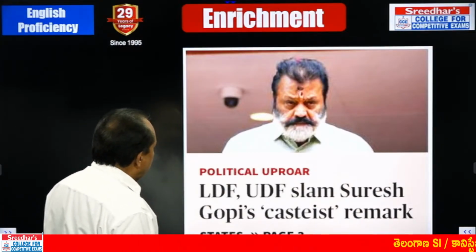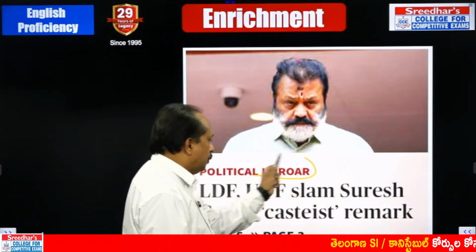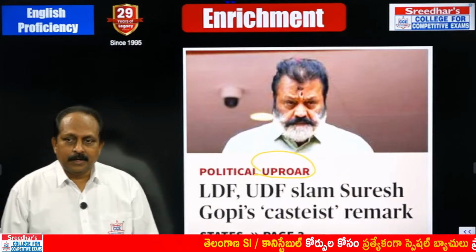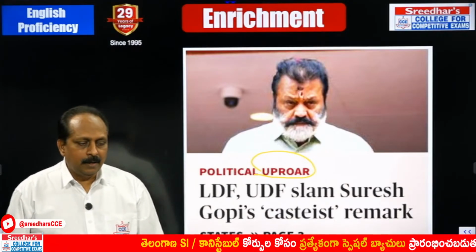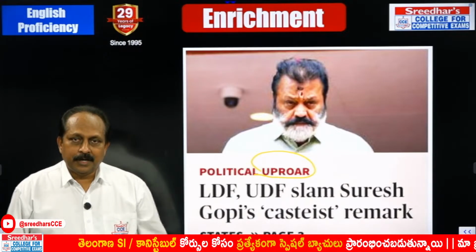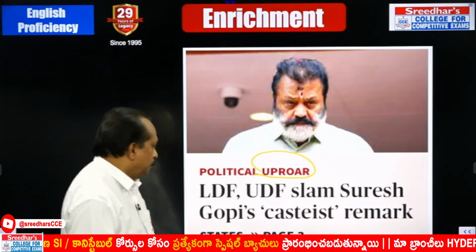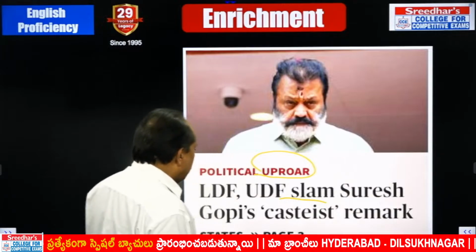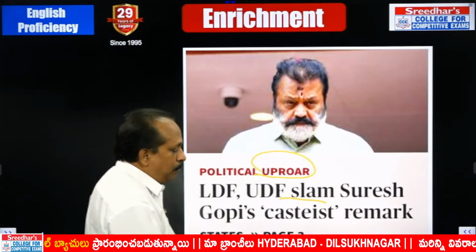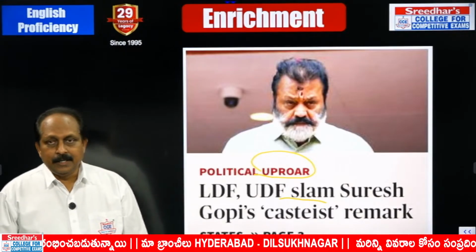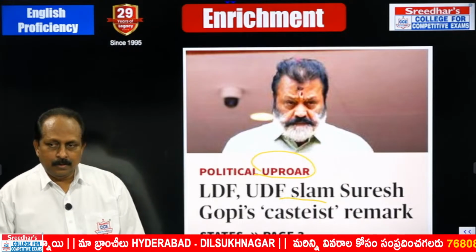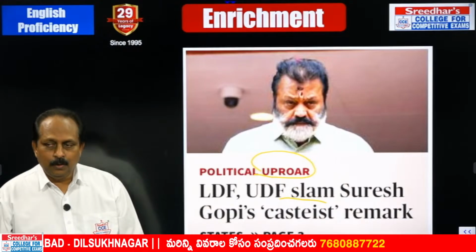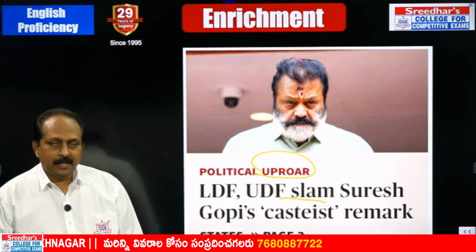Here we have political uproar, an important word, uproar. Usually it goes with parliament. If you read the newspapers, you come across there was an uproar in the parliament. What does it mean? Noisy protest. Here, political uproar. LDF, UDF slammed Suresh Gopi's castiest remark, and here slam, we have got many a time, to criticize severely. Another meaning, to use force while closing a door. Don't slam the door, usually we say, but slam means criticize severely.